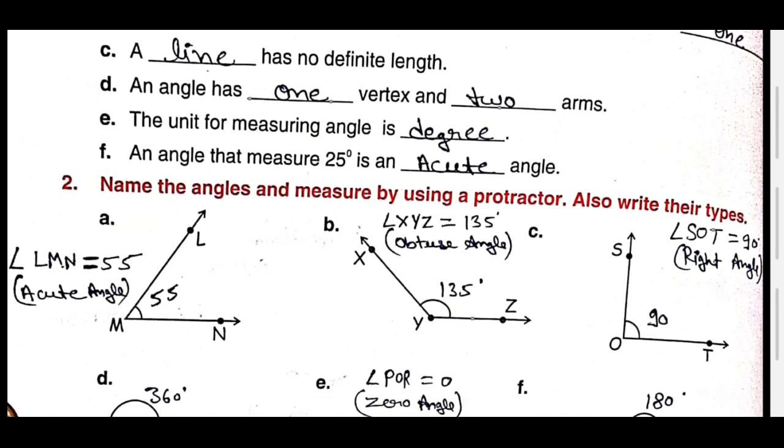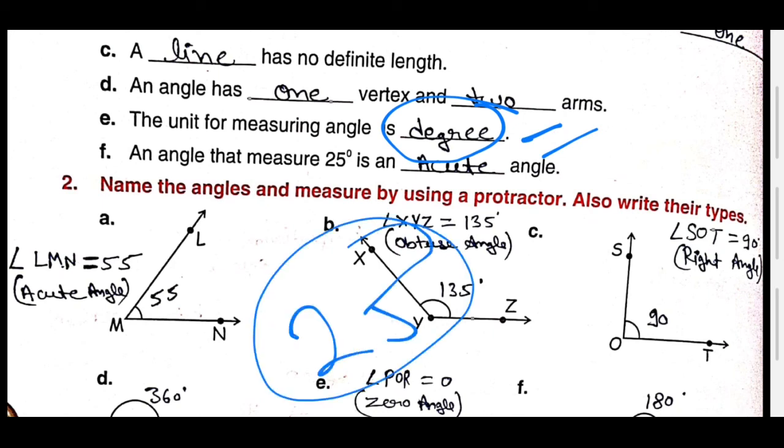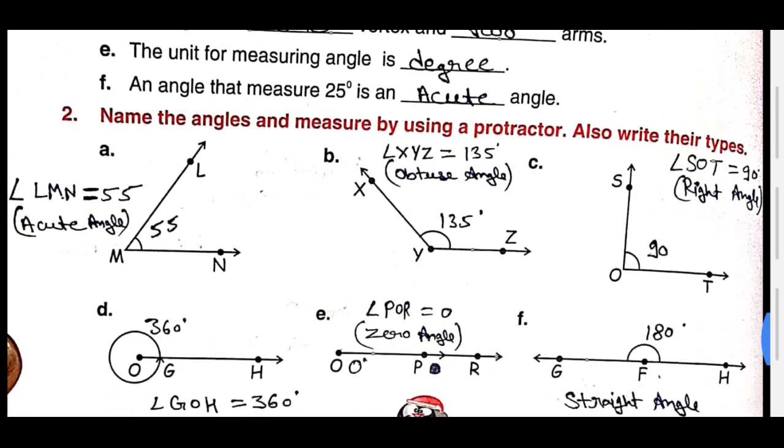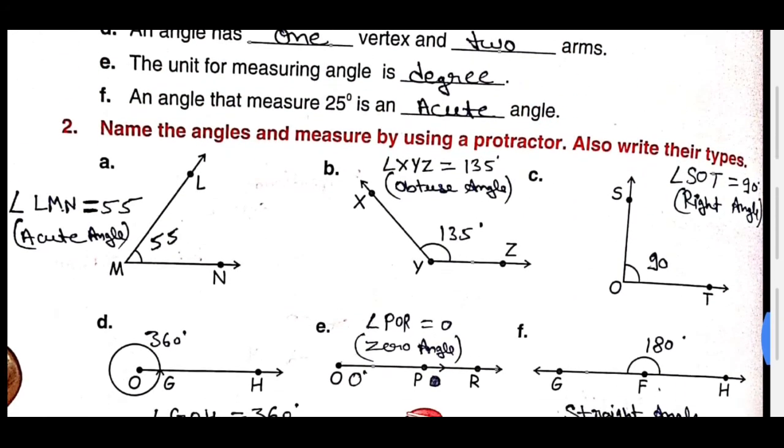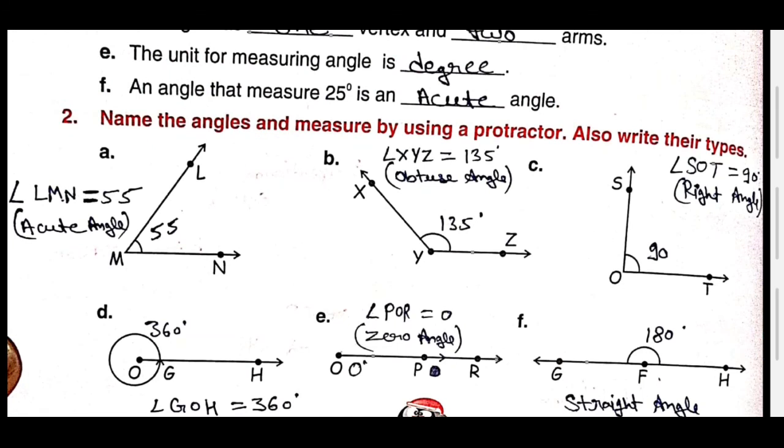The unit of measuring an angle is what? Degree. I told you in the basics, the unit of measuring an angle is degree. An angle that measures 25 degrees is an angle. 25 degrees, what is the type of that angle? An angle that is more than 0 but less than 90 is an acute angle. So you have to write here, an angle that measures 25 degrees is an acute angle. Now come on to the second one. Name the angles and measure by using a protractor.